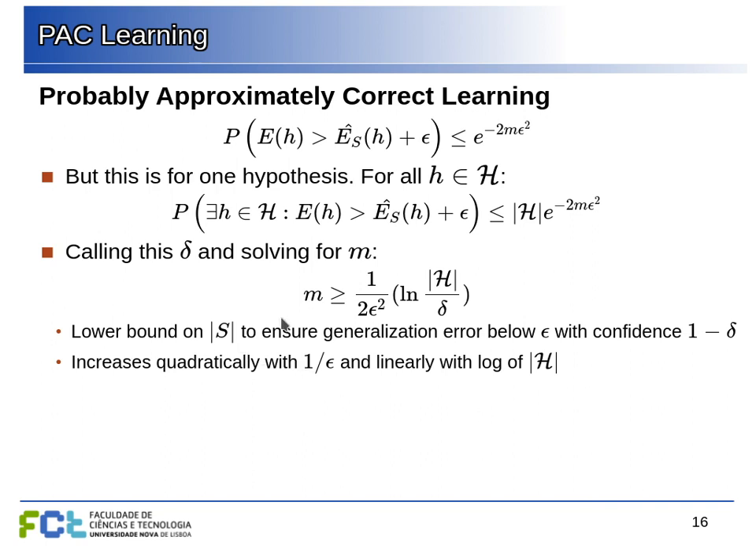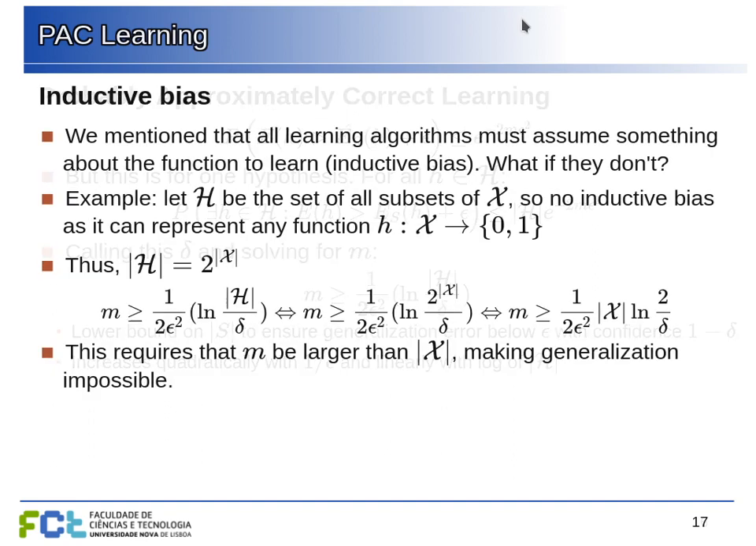And we see that it increases quadratically with 1 over epsilon and linearly with the logarithm of the hypothesis space. So if we increase the size of the hypothesis class, then we increase the probability of going over epsilon in the generalization error.